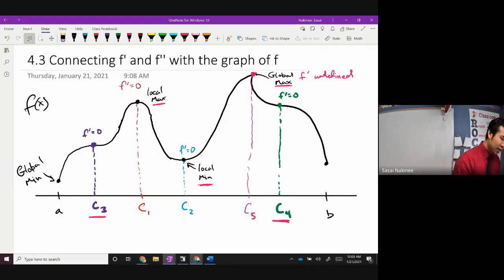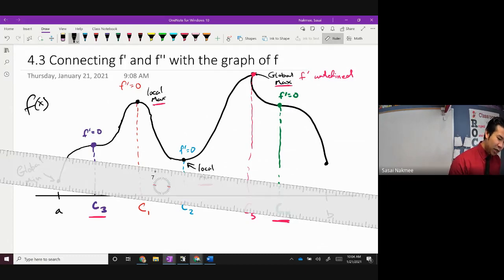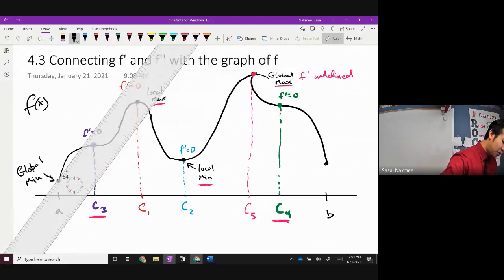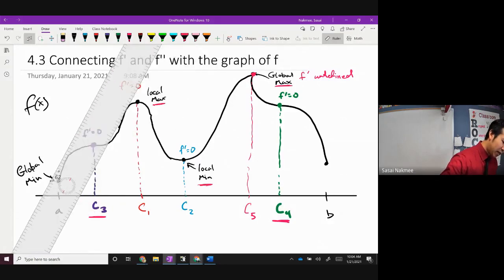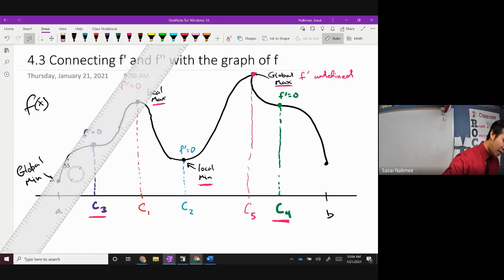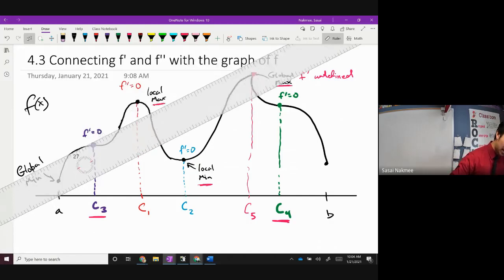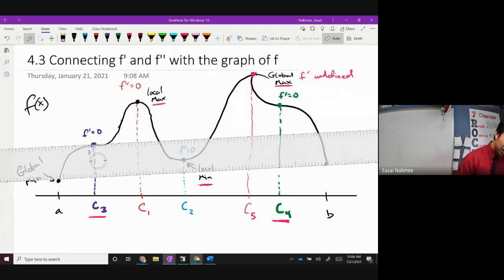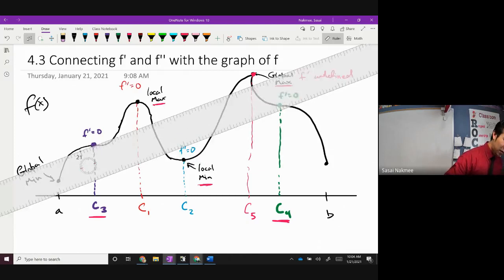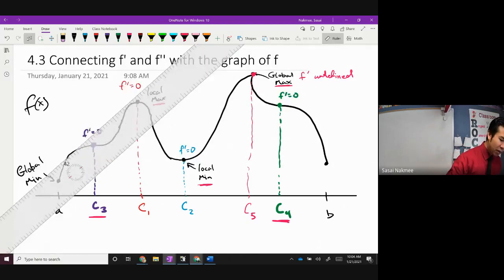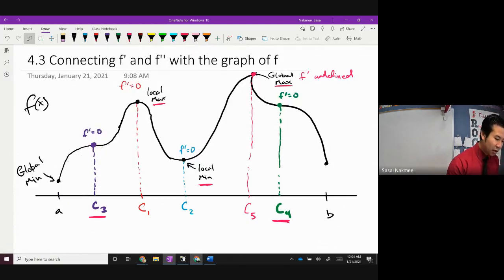You ready for this? If I go through each of these parts of this function, would you agree that if I look at the slope of the tangent line from A to this critical point 3 right here, all of these tangent lines have a positive slope? You see that? It's positive, positive, positive, all the way up until the critical point. So on this interval, I would say that the function is increasing. But not only that, I'm going to say that the derivative is positive on that interval.